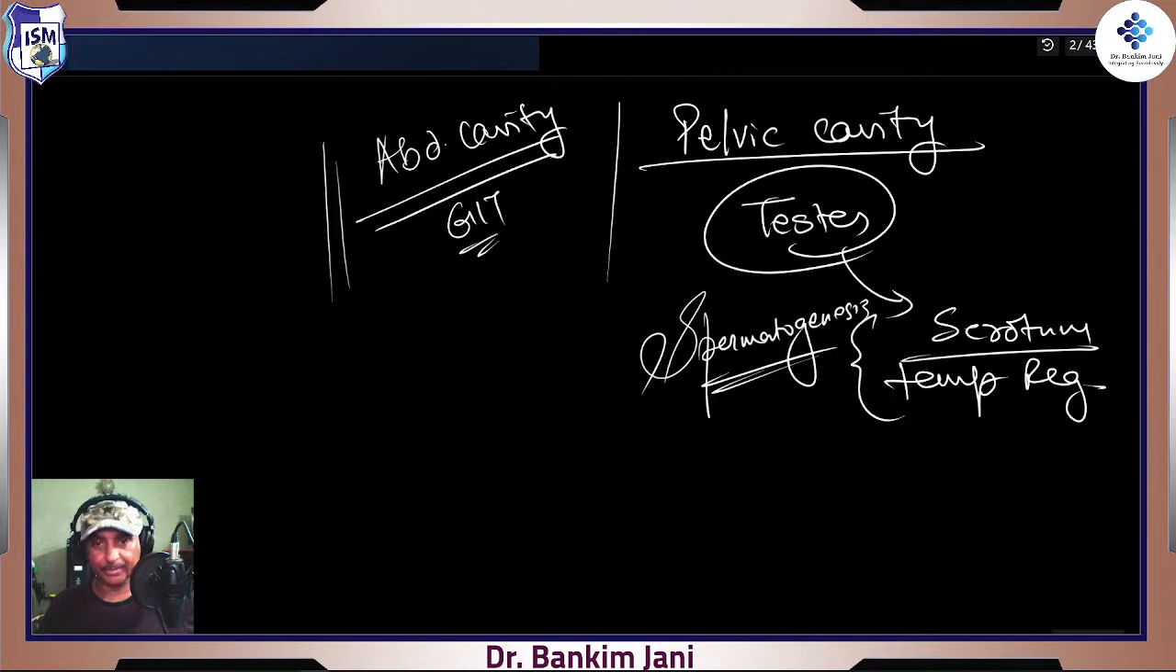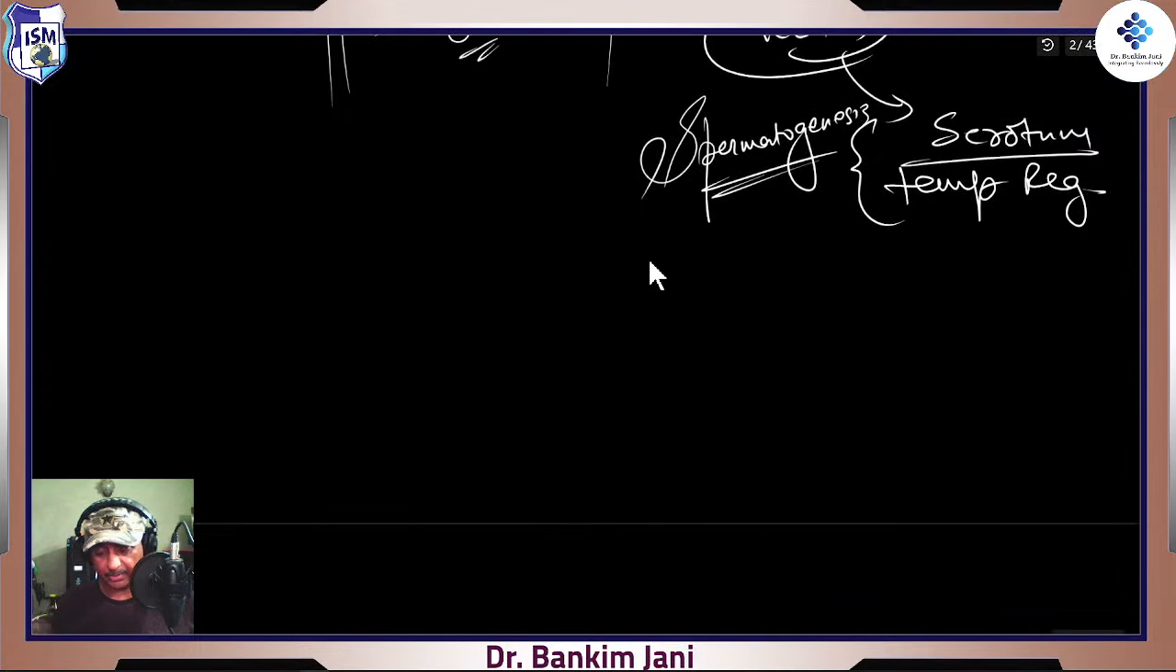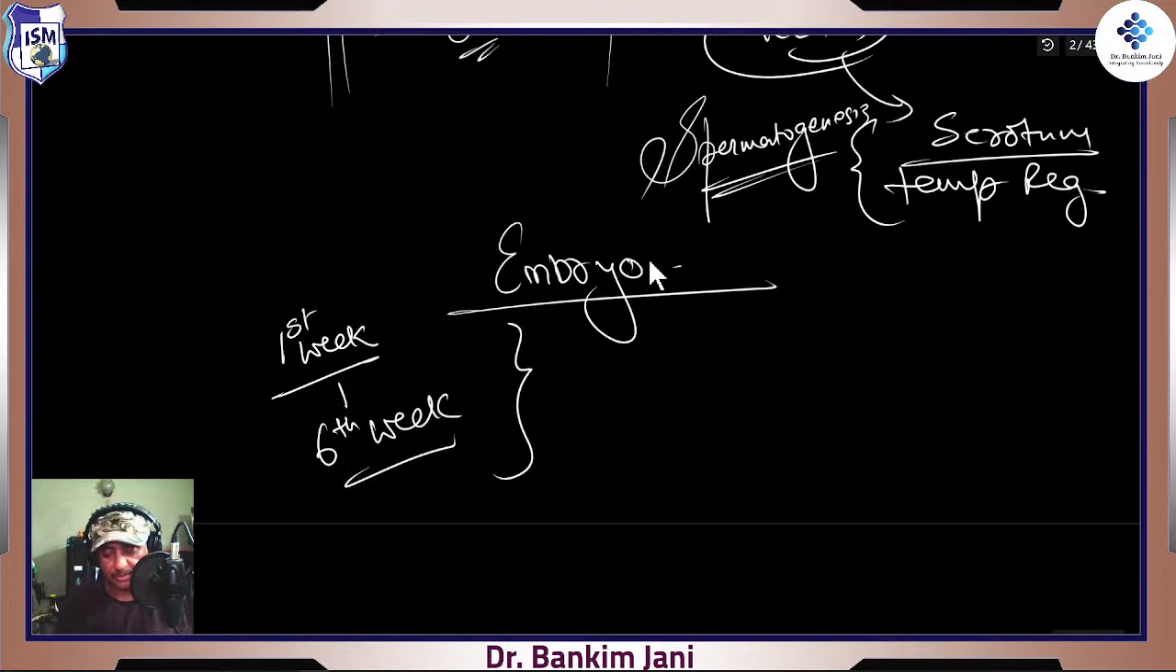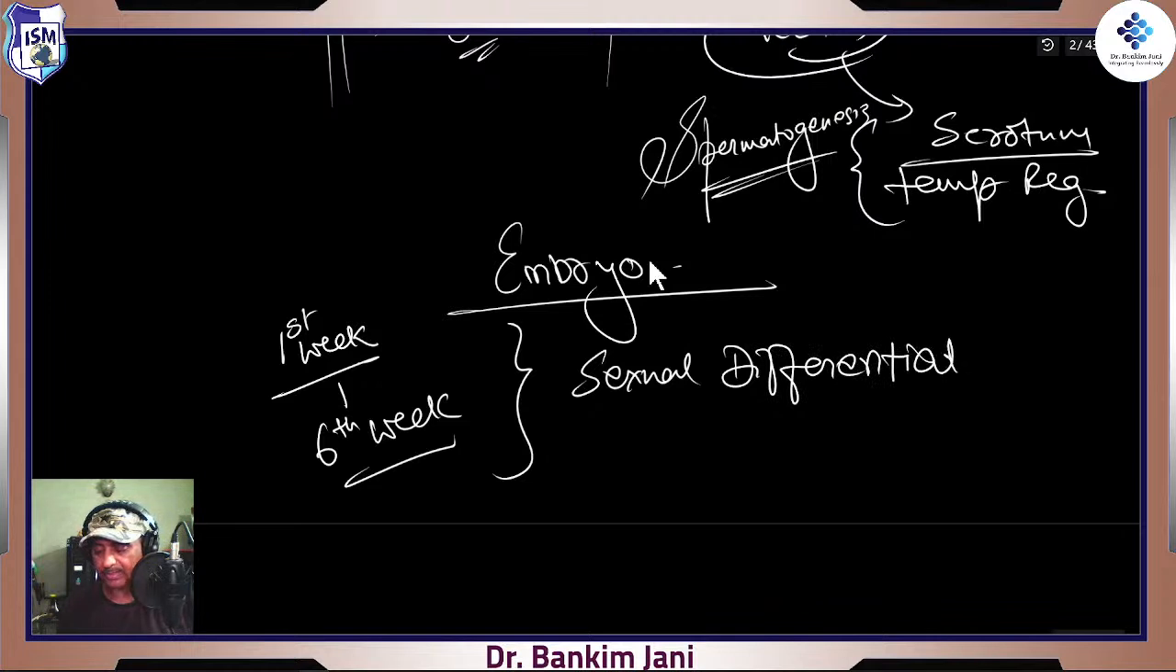Right, so here it is, in embryology. From the first week to the sixth week, during this stage there is no sexual differentiation. The word is differentiation. That is, one cannot make out whether this is male or female. It is not possible, right?